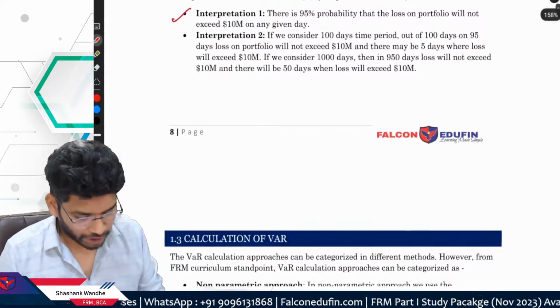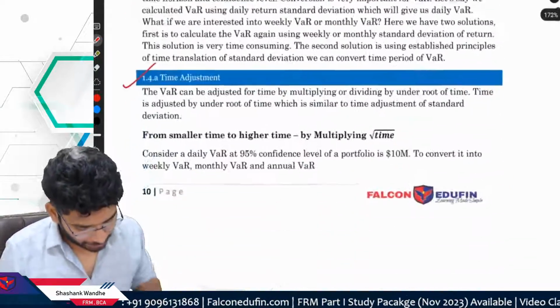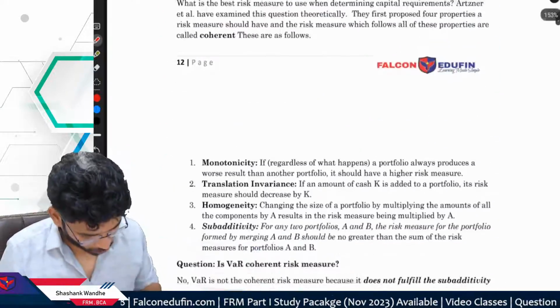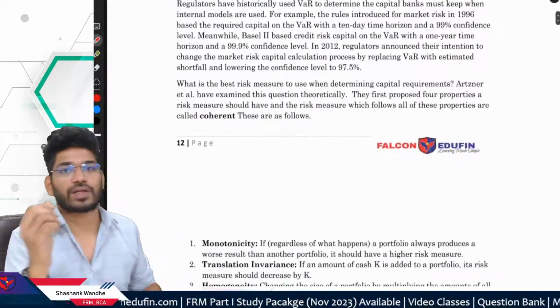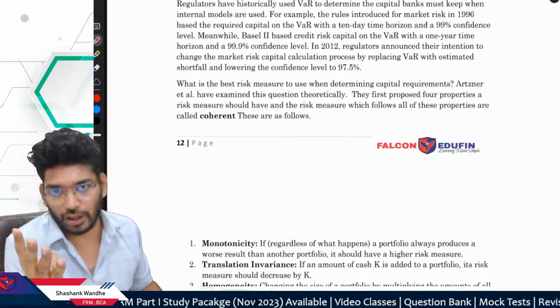So these are the two interpretations, and these are a must. GAP likes to test these interpretations in the exam. Then we have the coherent risk measure. A coherent risk measure has 4 properties: monotonicity, translation invariance, positive homogeneity, and subadditivity.